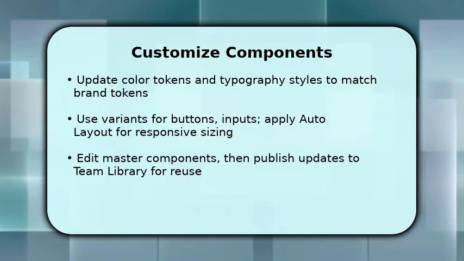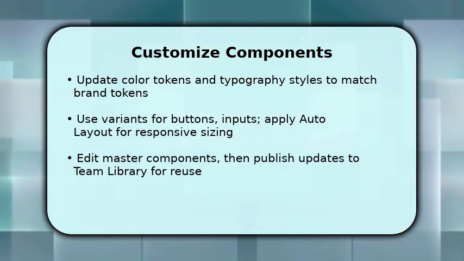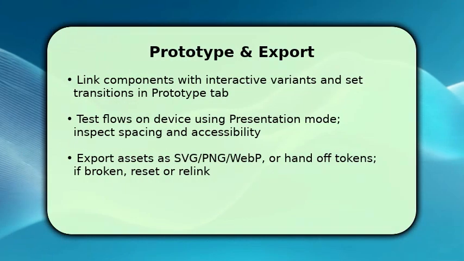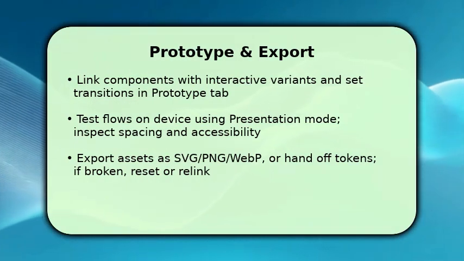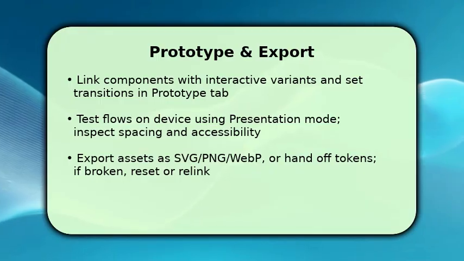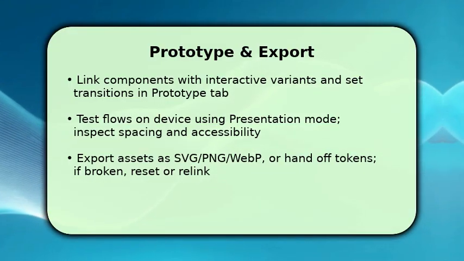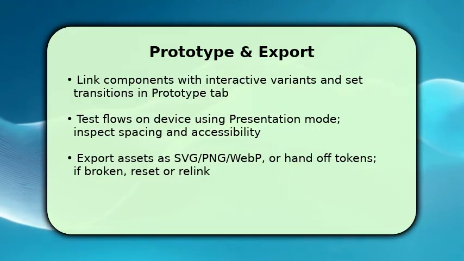Finish by building and testing a prototype using the kit's interactive states. Wire components with variant triggers and transitions in the Prototype tab, then run presentation mode on desktop or mobile to validate flows and timing. Make sure spacing and accessible contrast meet requirements before exporting assets as SVG, PNG, or WebP, or before sharing tokens with developers.